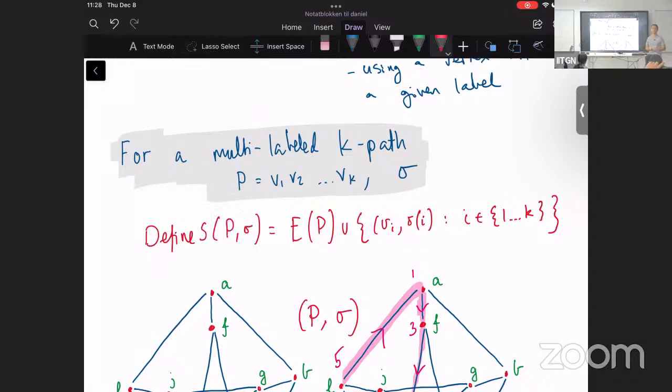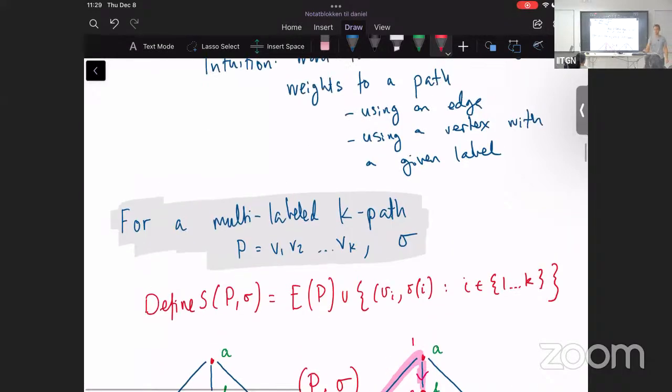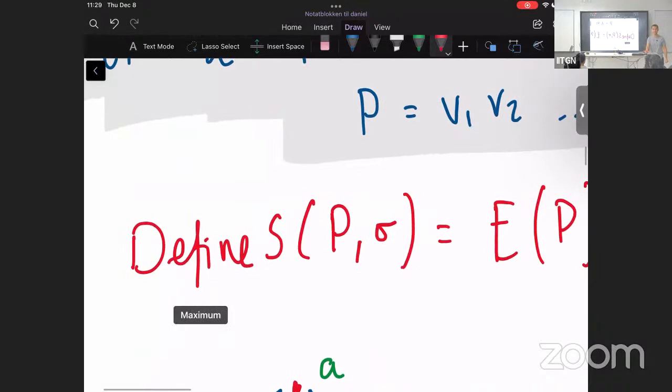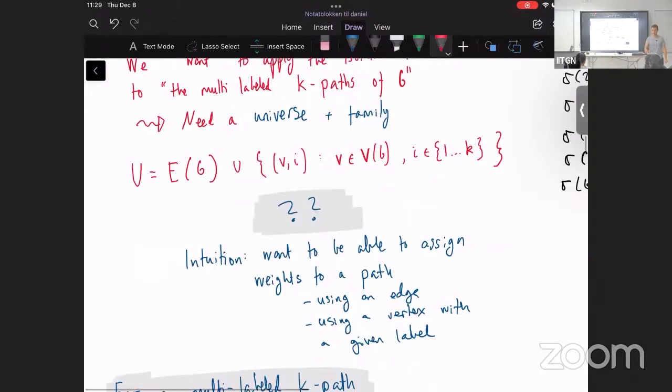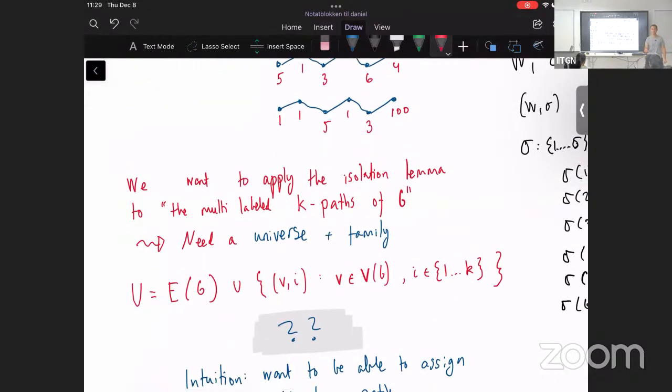There. Great. So if I give you, yeah. Pardon? What is the size of the universe? Well, how many edges does G have? M. How many pairs are there of vertex comma label? So first we ask. The question was, what is the size of the universe? Not the size of S(P, sigma). The question was, what is the size of U?